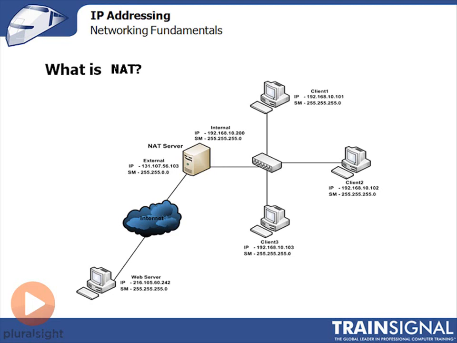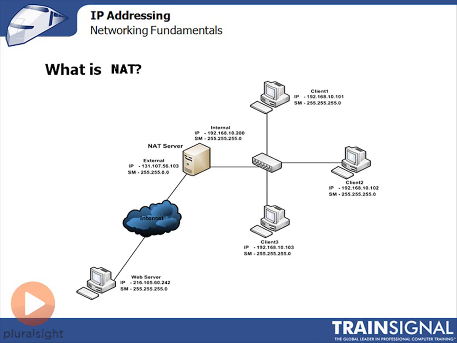So let me see if I can show you here through an illustration. Here I have a simple network with three clients, right? Client 1, 2, and 3. Client 1 has an IP address of 192.168.10.101. Client 2 has the same network ID and then 102. And Client 3 has a host ID of 103. These are all private IP addresses.